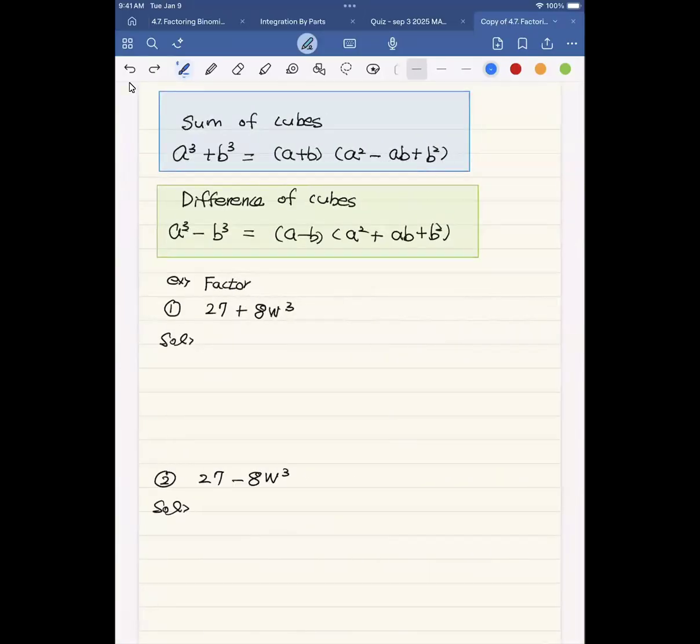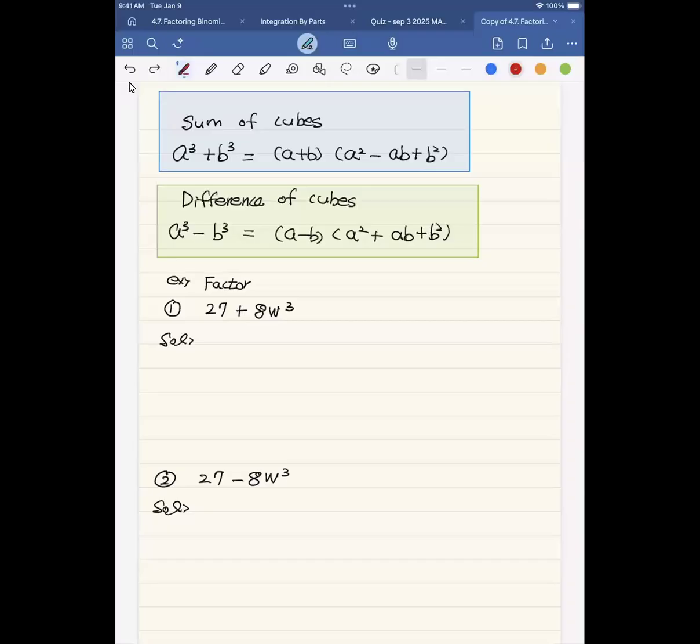Other important formulas are sum of cubes and difference of cubes. A cubed plus b cubed equals a plus b times a squared minus ab plus b squared. And difference of cubes is a cubed minus b cubed equals a minus b times a squared plus ab plus b squared.